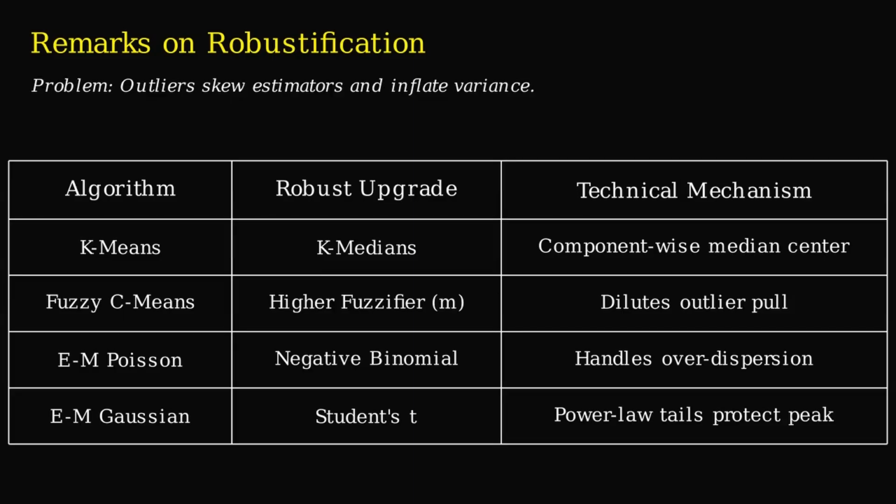For fuzzy C-means, we increase the fuzzifier to dilute the influence of distant points on the weighted centers. In the EM algorithm, we swap the usual distributions for heavy-tailed ones. We replace the Poisson with a negative binomial to handle over-dispersion, and the Gaussian with a student's t-distribution. This ensures the peak of our distribution remains stable even when the data has long, noisy tails.